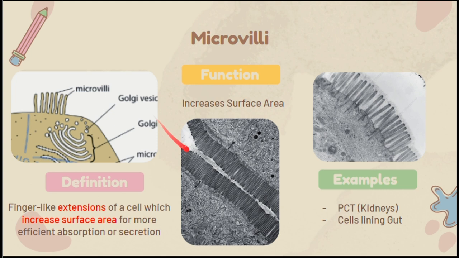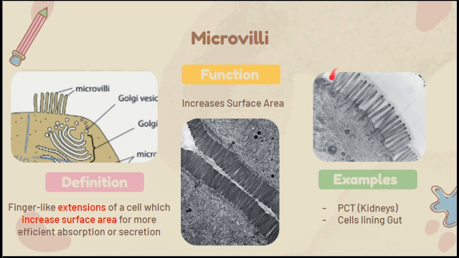Microvilli are the small finger-like extensions of a cell, as you can see in these micrographs, finger-like, and what they do is increase the surface area of the cell for more efficient absorption and secretion. From this point to this point on the cell surface, if it didn't have the microvilli for example, should be, let's say, 5 micrometers. But because of the microvilli, the surface area is increased, so here to here is another 5, then another, and this drastically increases the surface area.